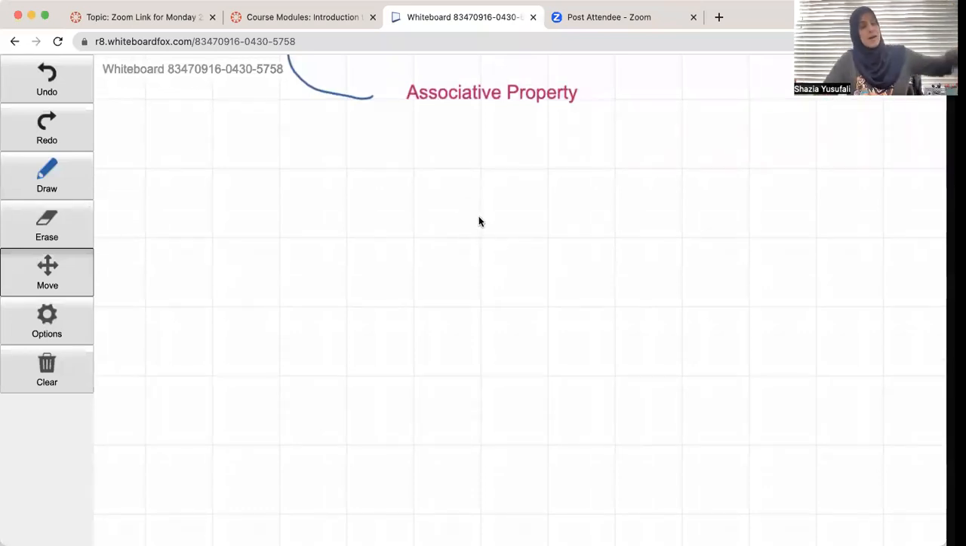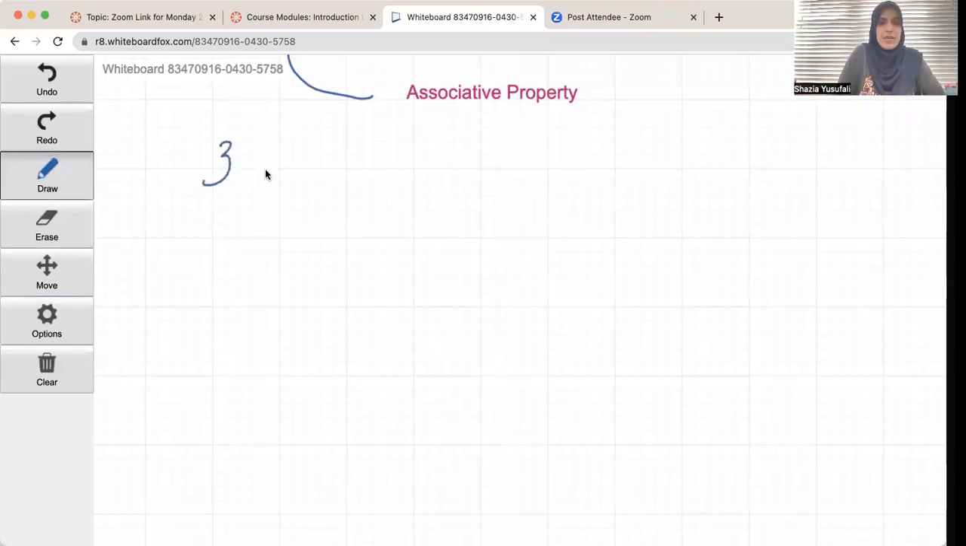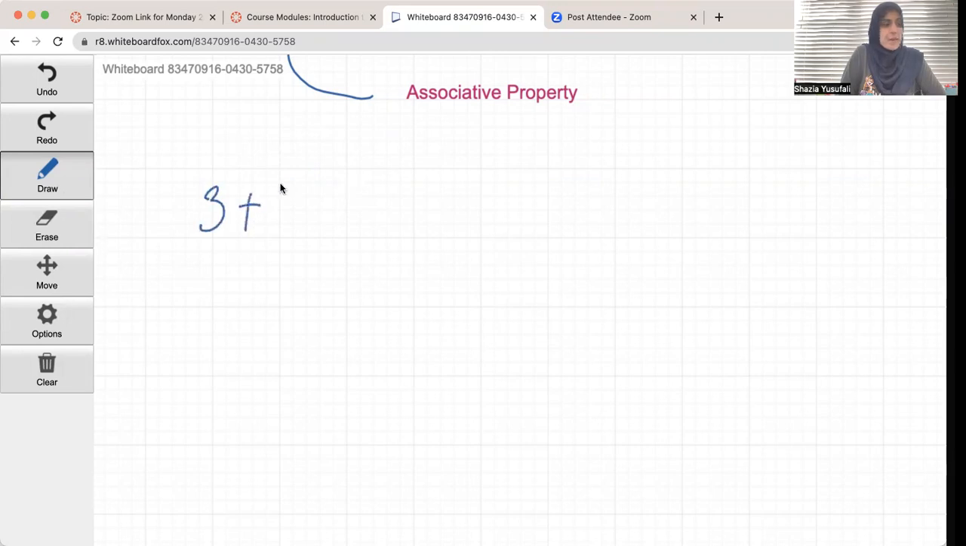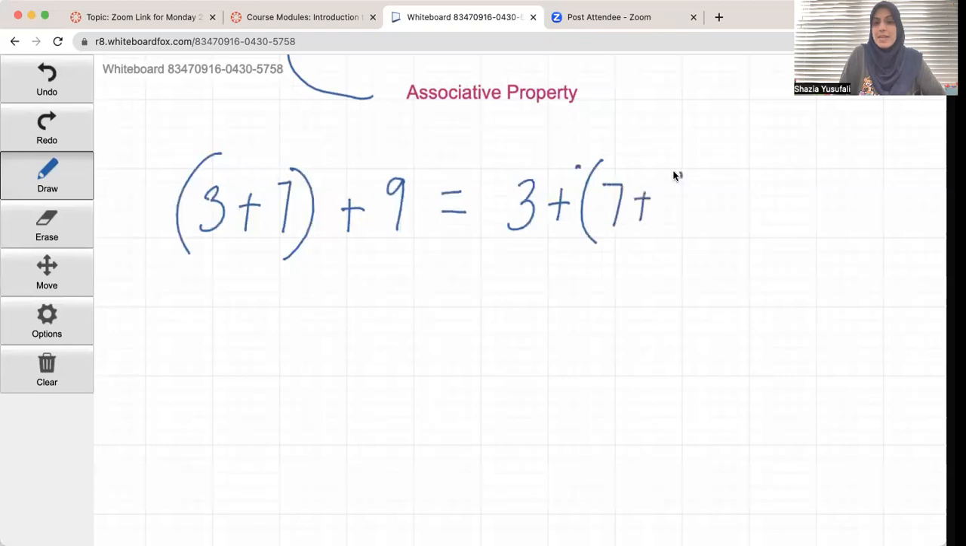If I were to write an equation, let's see, 3 plus 7 plus 9 equals... okay, wait, hold on a second. I have something better that will make sense. What if I were to say 3 plus 7, do you see my brackets, plus 9 is equal to 3 plus 7 plus 9.